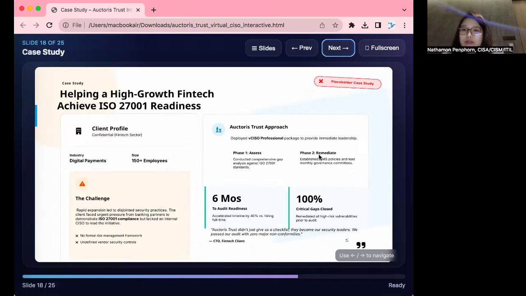And after we did the gap assessment against ISO 27001, we achieved 100% closure of the critical gaps from the ISO 27001 standard review.